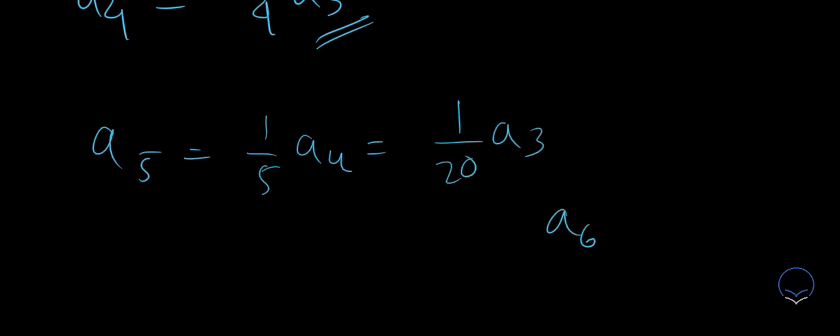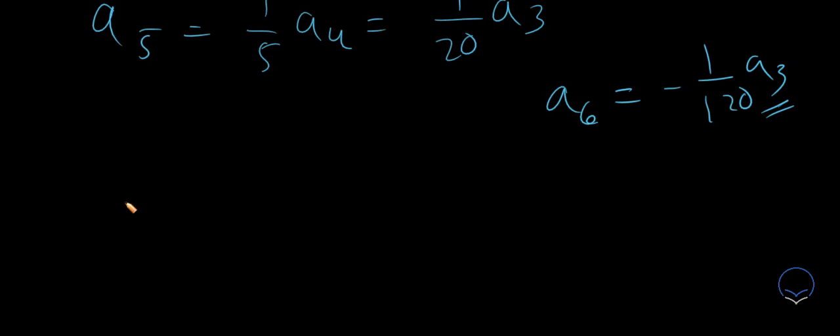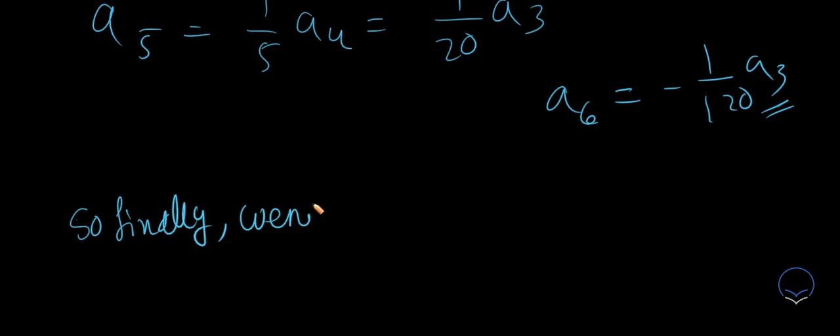Similarly, a of 6, if you do the calculation, you will find this out. This will be minus 1 by 120 times a3. And finally, this a3 is not determined. That's what we mean by undetermined, and it's arbitrary, in that I'm not choosing a specific value for it. So finally we write the solution.